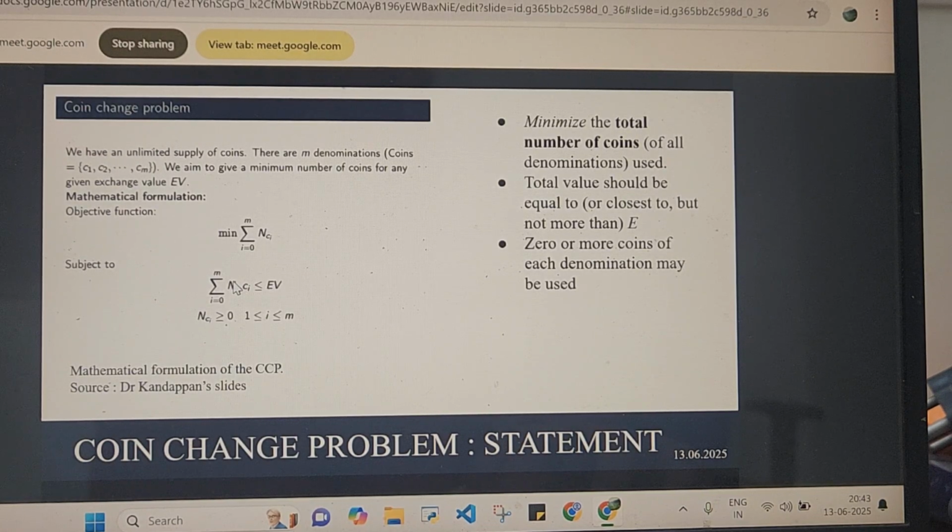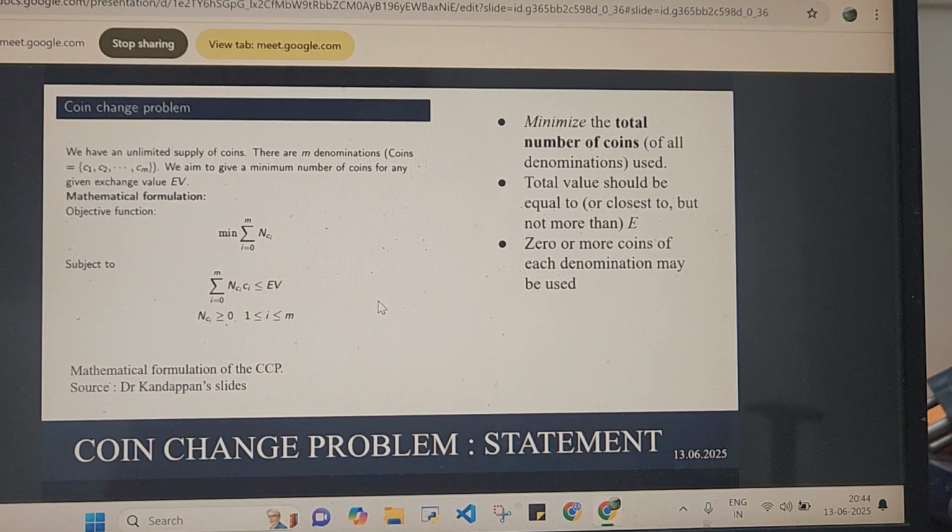So you take the product of the number of coins and the denomination and you add up that, it should be equal to EV ideally, or if not equal, it should be as close as possible. That is obviously the constraint. And of course the number of coins chosen should be greater than equal to 0. You cannot have -1 coins and all that stuff.